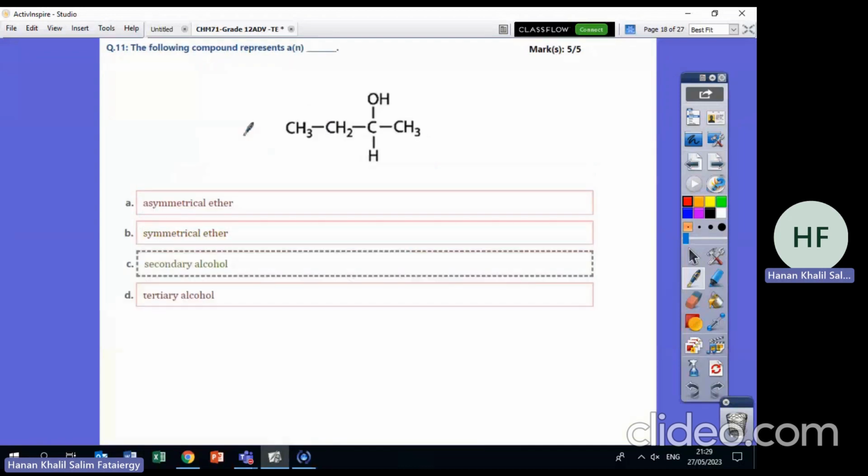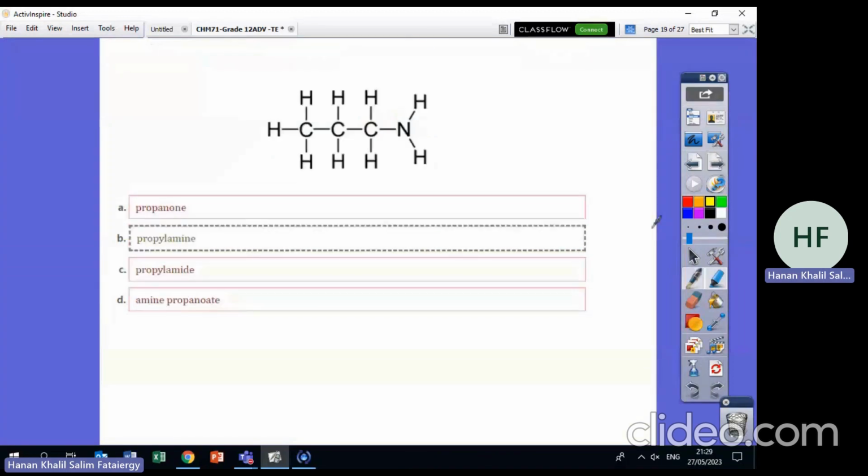Now this one has OH. This is an alcohol. Now the C carrying the OH is connected to C from the right and C from the left, so this alcohol is secondary. Now this one has nitrogen, so this is called amine. Now the nitrogen is connected to one C only, so this is a primary amine.